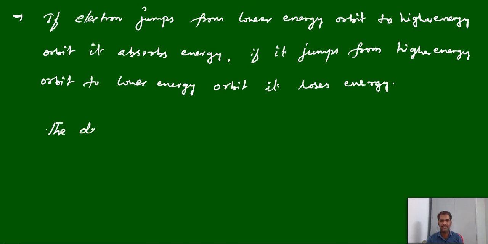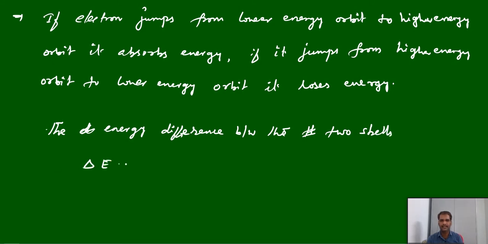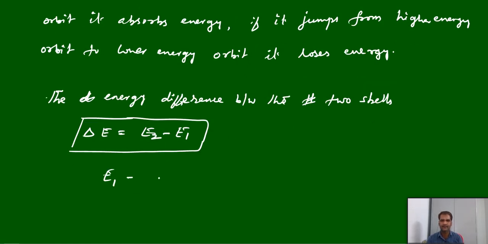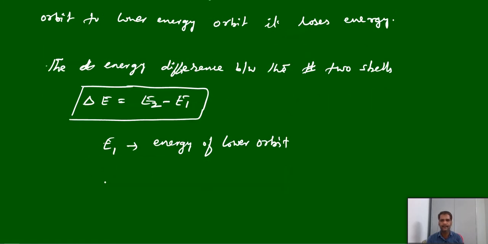The energy change or the energy difference between the two shells, delta E, is equal to E2 minus E1, where E2 indicates the energy of the higher orbit and E1 means the energy of the lower orbit. Always E1 is the energy of the lower orbit and E2 is the energy of the higher orbit.